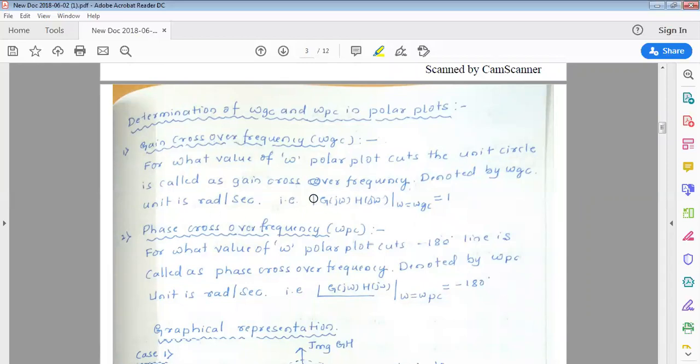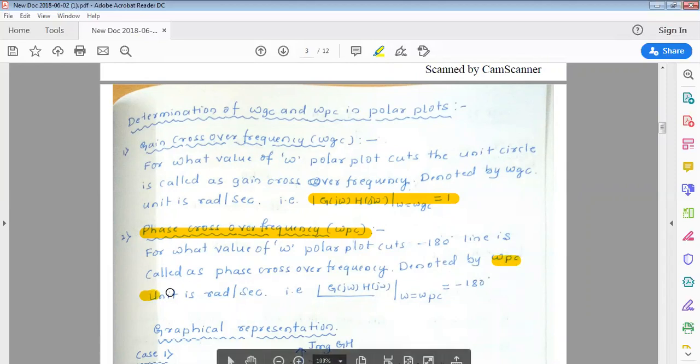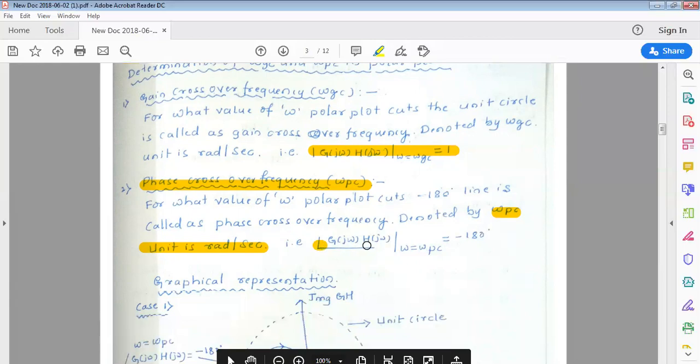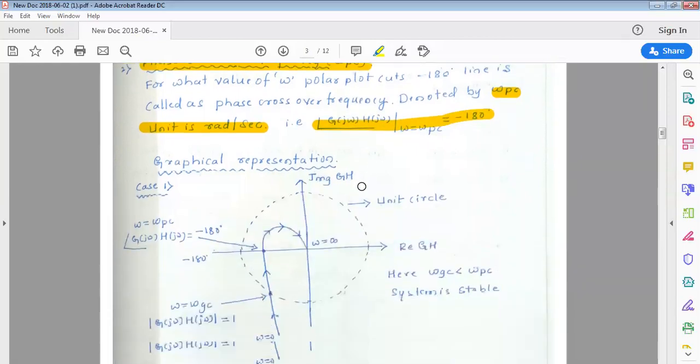Symbolically we can write magnitude, that is |G(jω)H(jω)| is equal to 1 when omega equals omega GC, right? It is very simple. Phase crossover frequency, that is omega PC. For what value of omega the polar plot cuts the minus 180 degree line is called the phase crossover frequency. It is denoted by omega PC. Its unit is radians per second. That is, the angle of G(jω)H(jω) is minus 180 degree when omega equals omega PC. These are very important to find whether the system is stable or unstable.